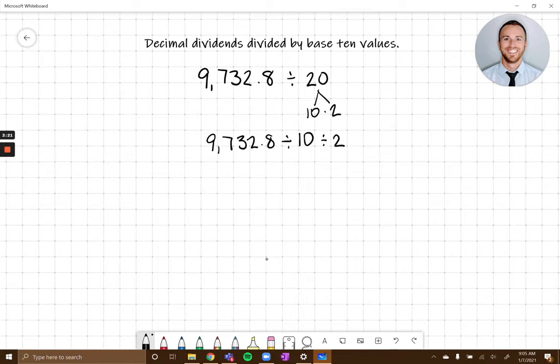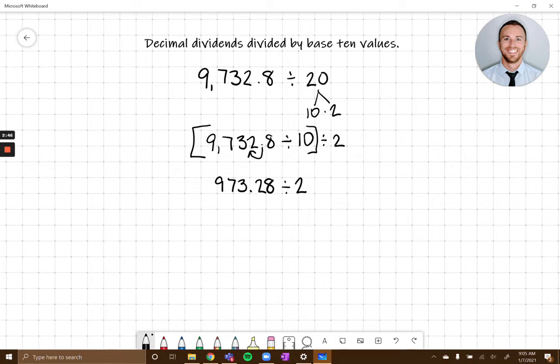So remember, when we're dividing by 10, I'm just going to do this part right here. When we divide a number by 10, all we have to do is move the decimal place one spot to the left. That's the nice thing about being in a base 10 number system. All of the place values are 10 times that of the previous one. So if I move the decimal point one space to the left, I'm dividing it by 10. So my new problem is going to be 973 and 28/100 divided by 2.